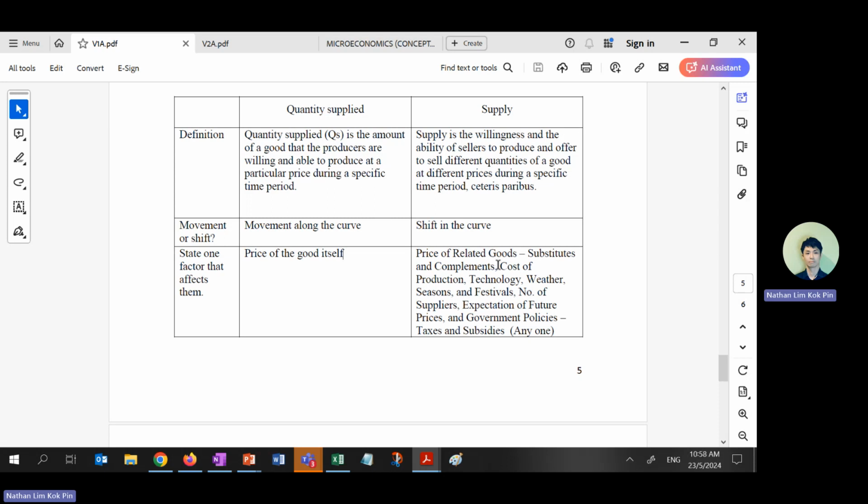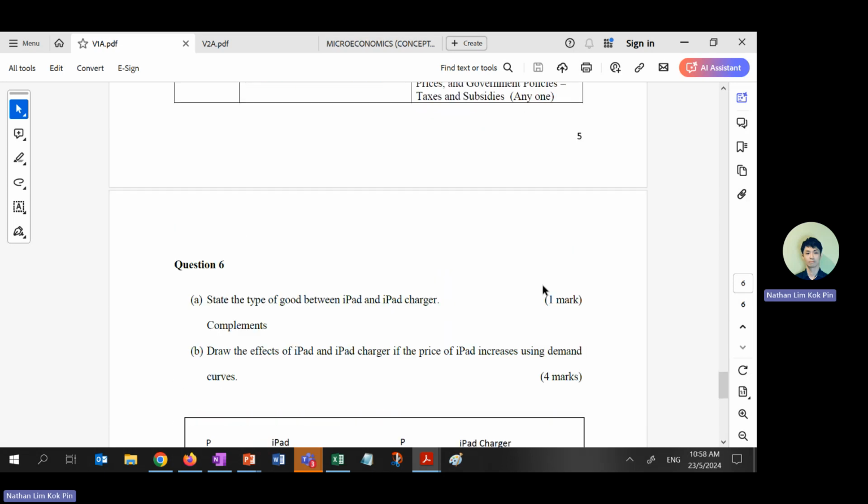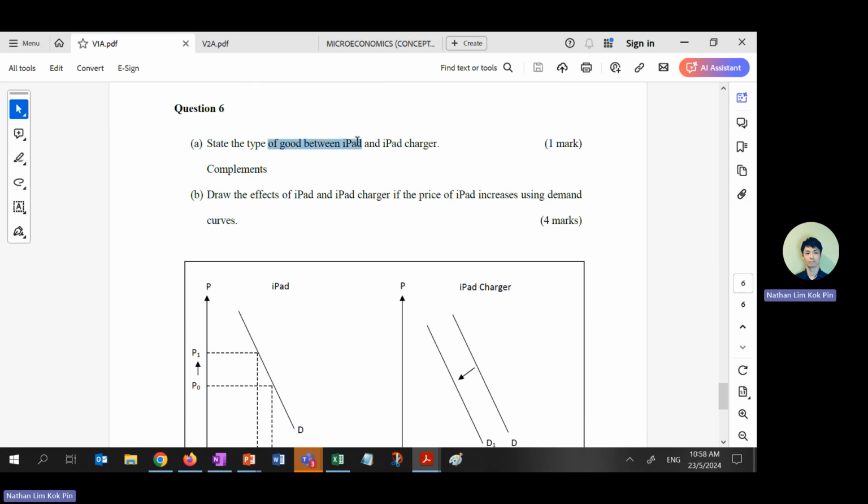Why do you go and put technology, weather, seasons inside the column for what? I don't know. Supply: all the factors that are affecting supply, anyone. Okay? Makes sense? Any question for paper number, oh no, question 6. Question 6. I check.